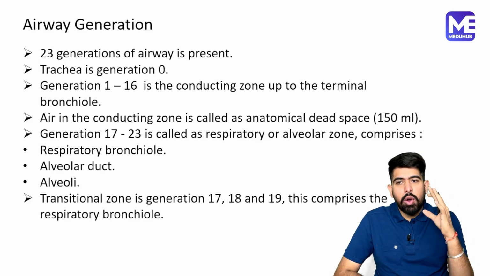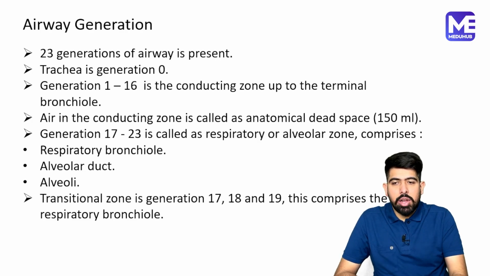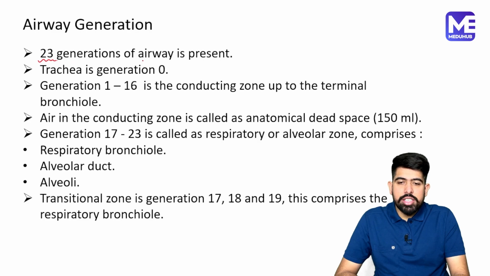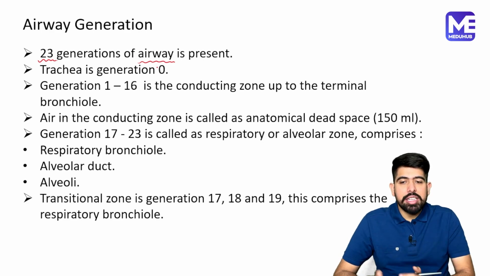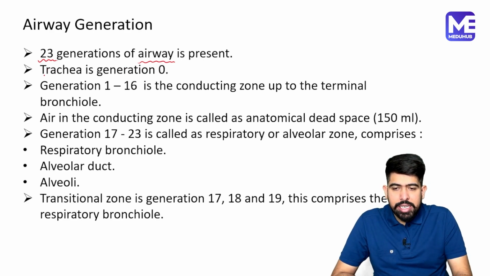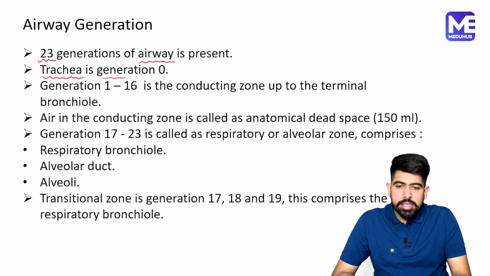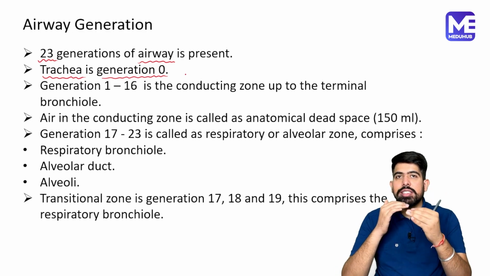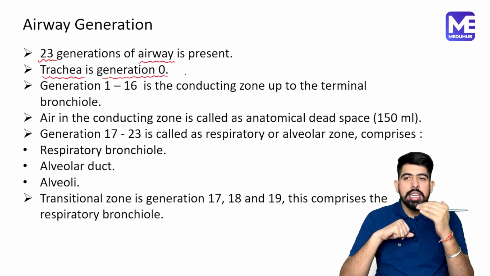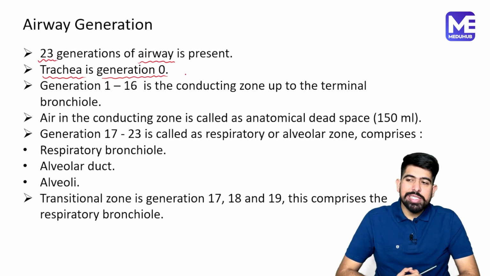As you already know from your basic knowledge about the airway generation, a total of 23 generations of airways are present in our respiratory system, right? And out of these 23, the trachea is generation 0. It means the airway generations start from the trachea only, right?